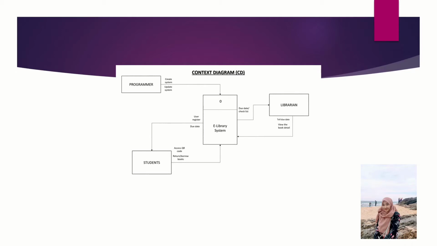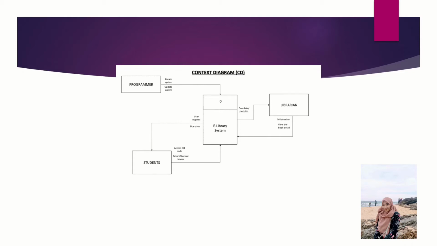external entities. As you can see, for our context diagram, there is one process which is the e-library system and three entities which are programmer, student and librarian. The programmer entity creates and updates the e-library system. Next, the student entity accesses the QR code from the system.